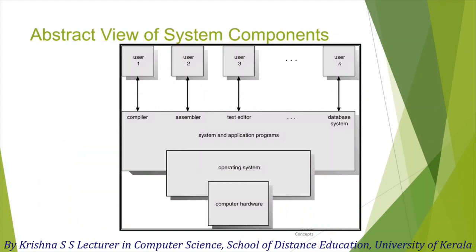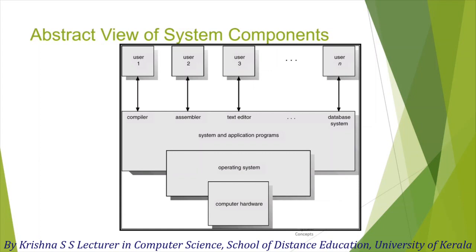Abstract view of system components are shown. In the lowest layer, we can see the computer hardware. Computer hardware is at the bottom of our computer system, and is managed by the operating system. So the operating system is shown just above the computer hardware, and above the operating system we have our different system and application programs. There will be compilers, assemblers, text editors, database systems, and web browsers.